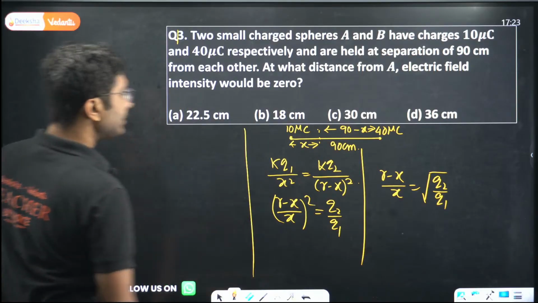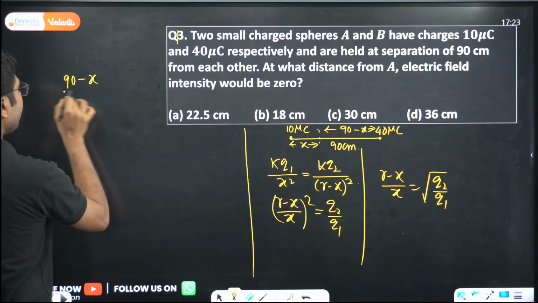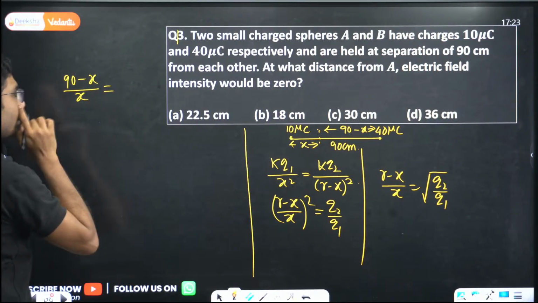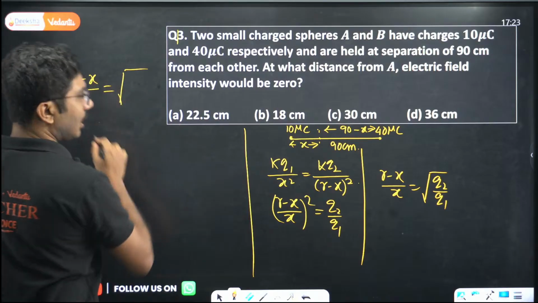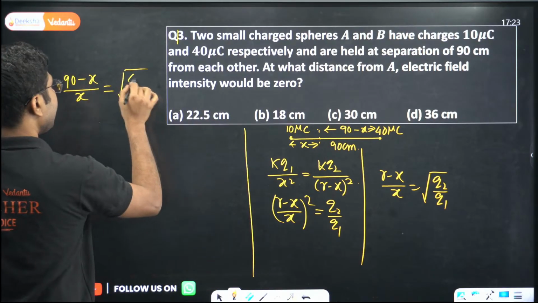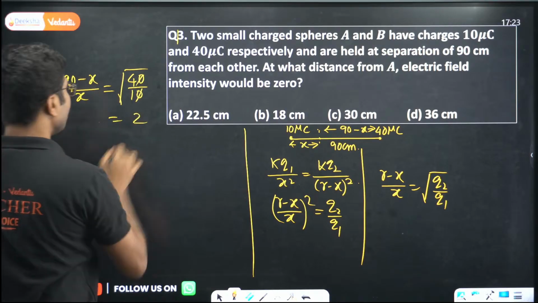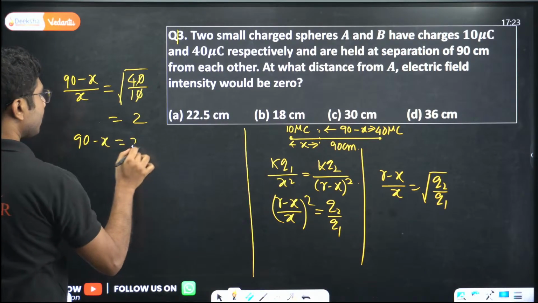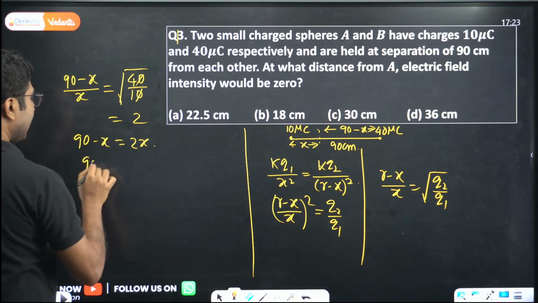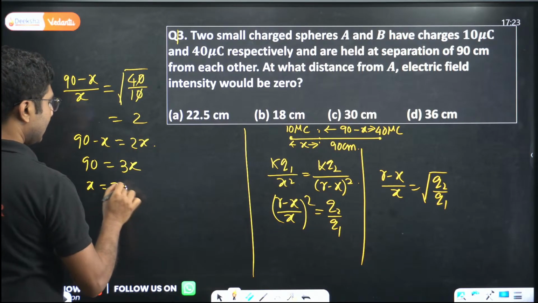So now we will use the formula. (R minus x) is 90 minus x, x we don't know, so (90 minus x) divided by x equals the square root of Q2 by Q1. Q2 is 40, Q1 is 10, so the square root of that is 2. Now do the cross multiplication: 90 minus x equals 2x, or 90 equals 3x, or x equals 30 centimeter.